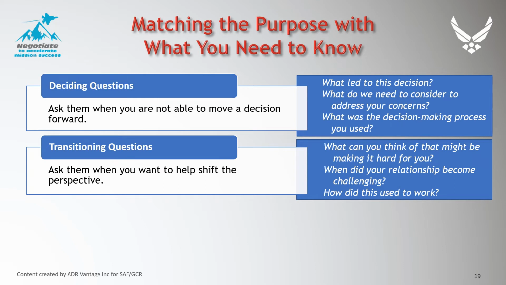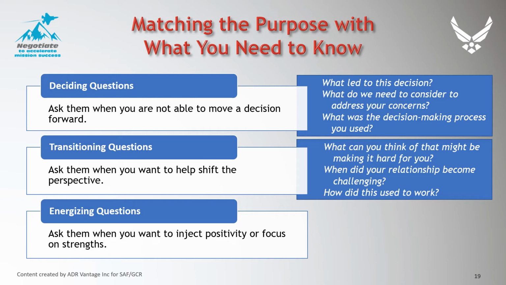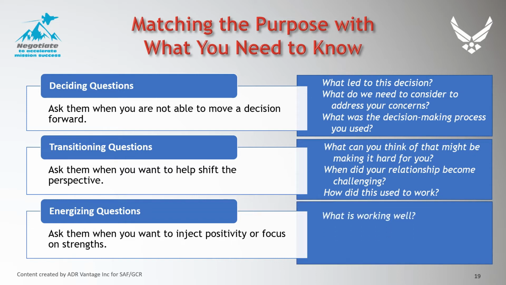The final question type, 6, is energizing questions. These offer insights for you and the other person about a way forward. We ask these questions when we want to inject positivity or focus on strengths. For example, what is working well? What do you like about how this is working now? And what are the strengths of this plan?